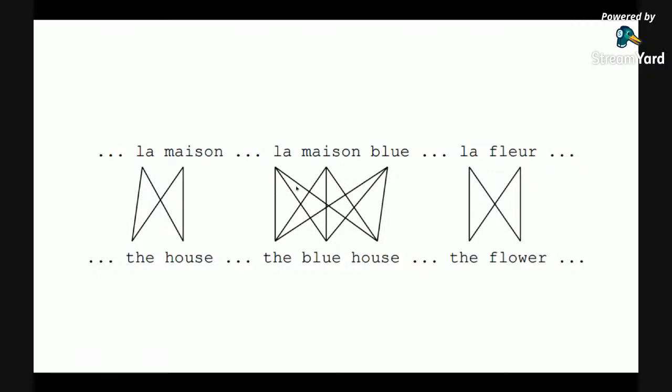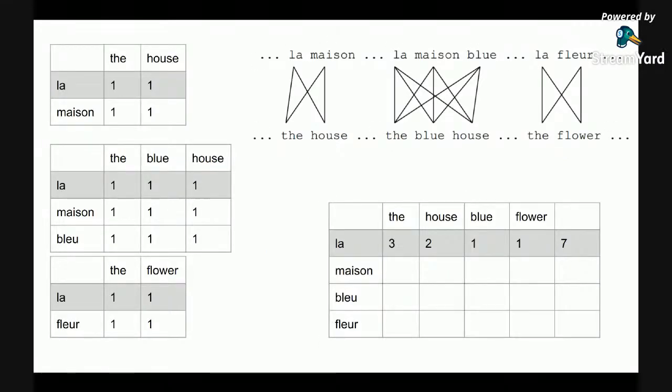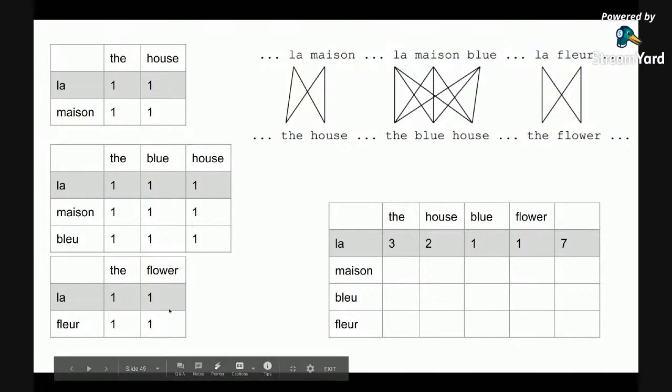We have here 3 sentences in French and in English. As you can see, I just count the frequency, how many times these two words occur together. For example, the words la and the in the first sentence. Here, the frequency of the is 1, and the frequency with la is 1. So they appear only one time together. And the same with house, la, house. Here we have 1, this table for the first sentence, and the same here for the second sentence, and here for the third sentence.